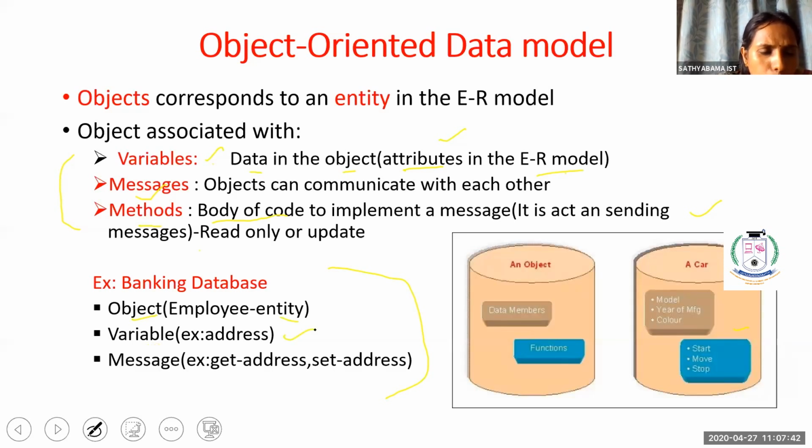Another, third component is called messages. As I already told, if you want to execute the implementation, we need some methods, some code. That implementation we usually call get address, set address. Here we have given some examples. As per our process, we can write our own messages.